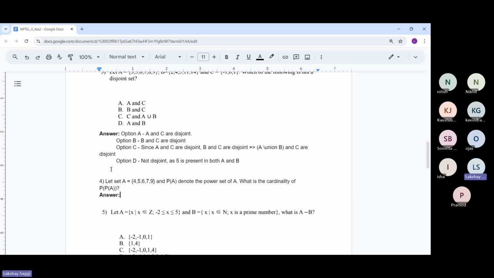Okay, so next question is, let the set A equal {4, 5, 6, 7, 8, 9, 4, 5, 6, 7, and 9}, and P(A) denote the power set of A. Then what is the cardinality of P(A)? So I'll just tell you guys what we mean by power set.